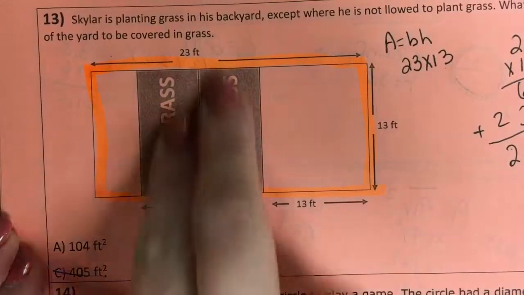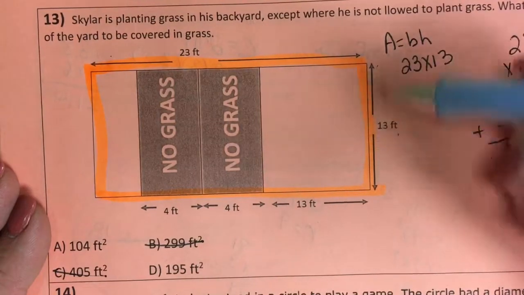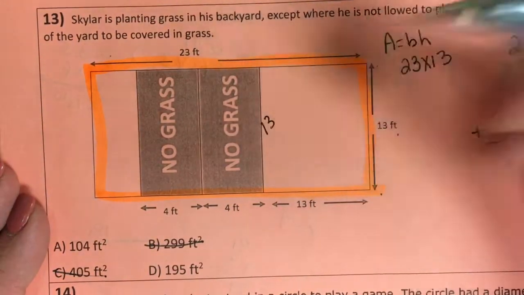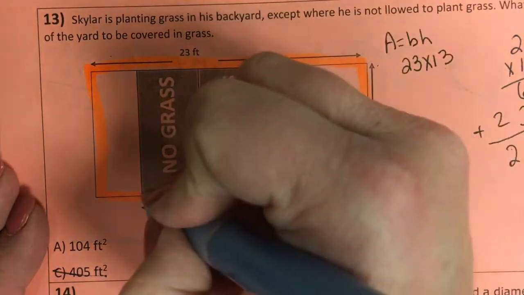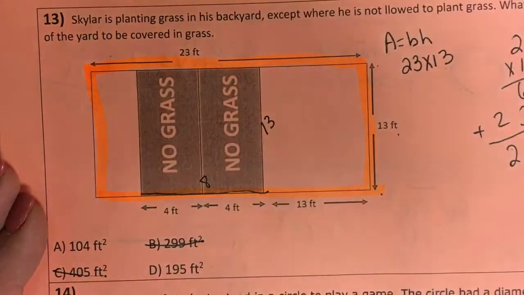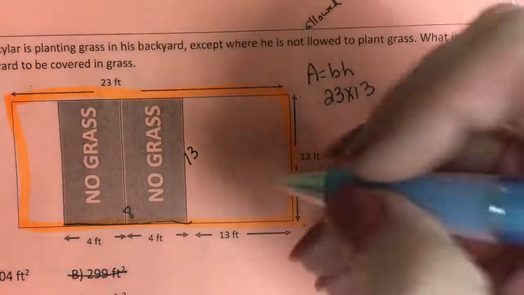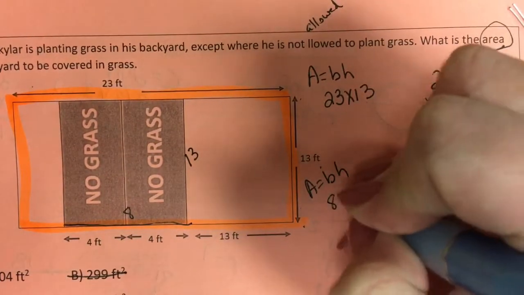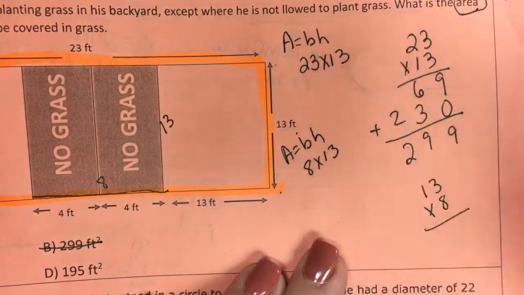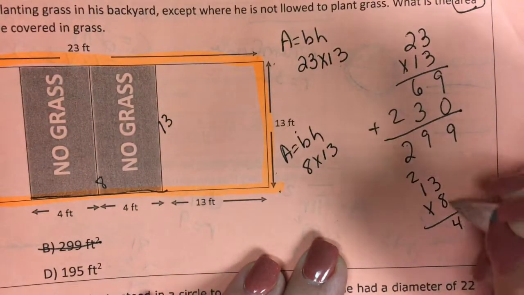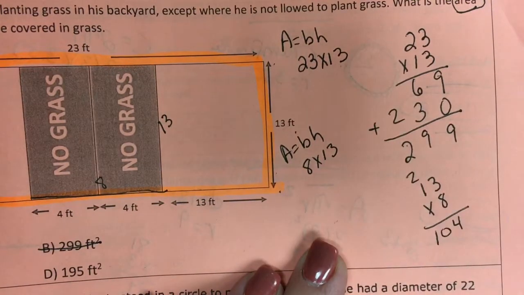All right, so I can't put grass here. This part here has a height of 13. If it's 13 here, it's 13 here. This is 4 feet and 4 feet, so this is 8 feet. So the next rectangle I want to multiply is 8 times 13. So what is 8 times 13? Well, 13 times 8: 8 times 3 is 24, 8 times 1 is 8, plus 2 is 10, so 104.